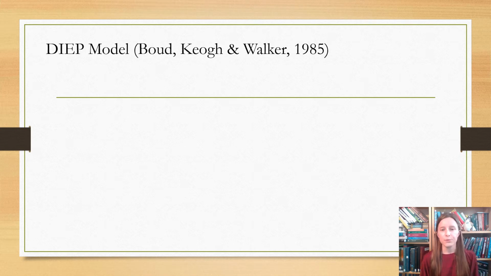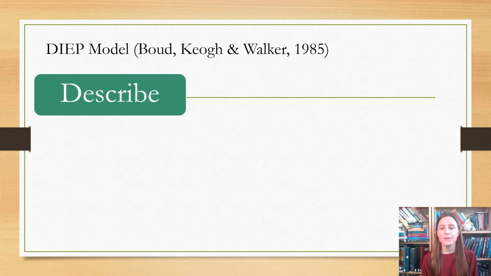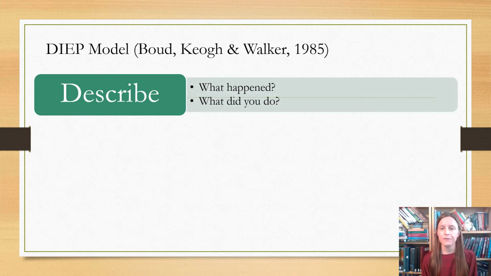Firstly, the DEEP model provides a strategy to help with writing a critical or academic reflection. The first step is description. For this to be effective, it's important to select a very specific experience or insight to reflect on. If, for example, you try to use it to reflect on your whole week, you're going to get bogged down right at the very beginning.